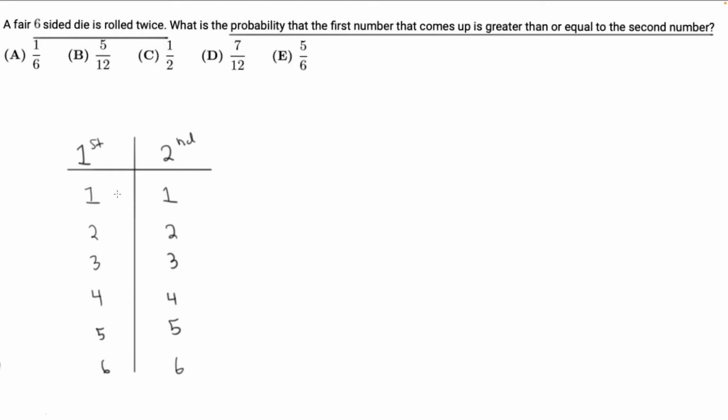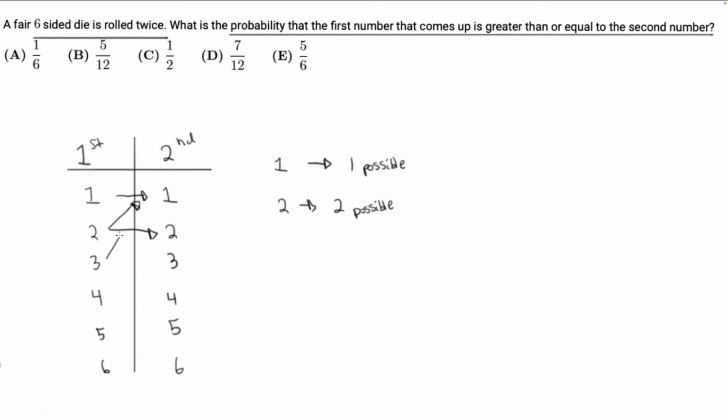So the first number we have is 1, which can be paired up with the 1 in the second column. So the number 1 only has one possible combination. It's only equal to the number 1 and it's less than all the other numbers. If we have the number 2, it's greater than the number 1 in the second column and it's equal to the number 2. So for the number 2, we have two possible combinations.